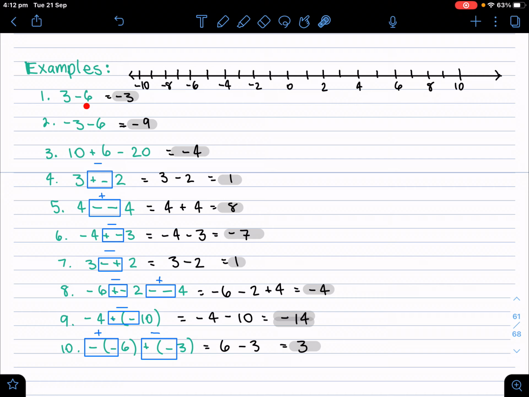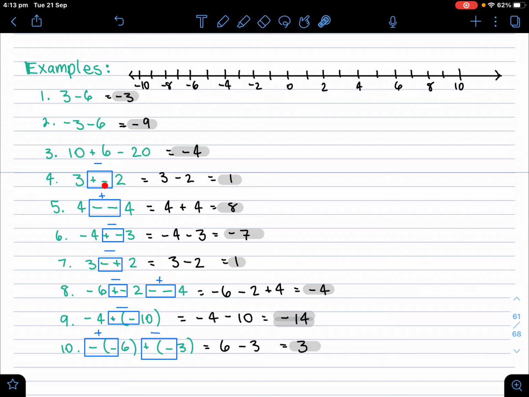Example 1: 3 minus 6. Well, that's quite simple. You start at 3 and you go back 6. 1, 2, 3, 4, 5, 6. And you end up at negative 3. Example 2: you start at minus 3 and you minus another 6, and you end up at minus 9. And you can check these on your calculator as well to make sure you're doing the right thing. Let's add 3 numbers. 10 plus 6 is 16. 16 minus 20 gives you negative 4. Okay, quite simple. Let's move on to example 4.